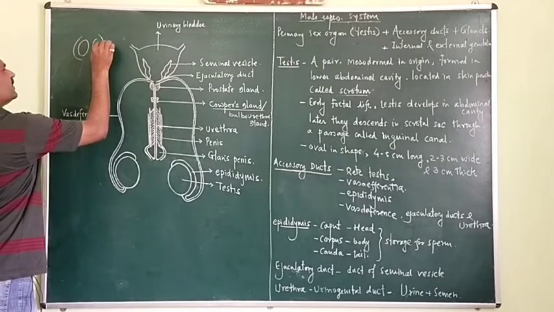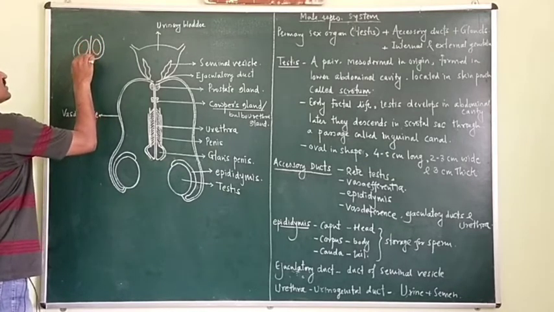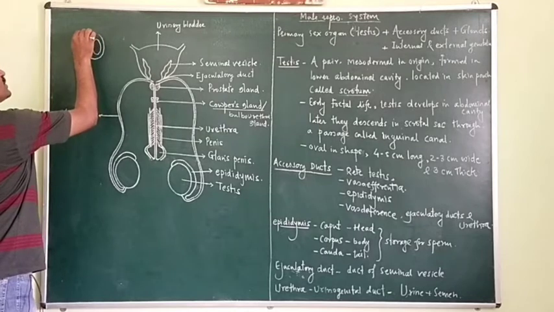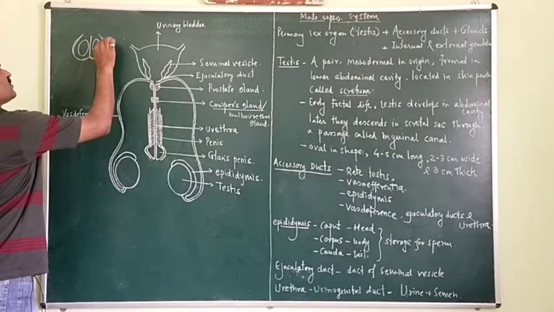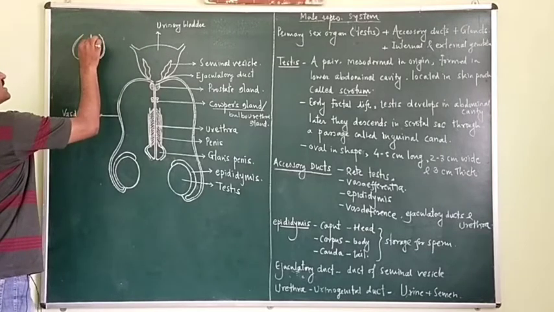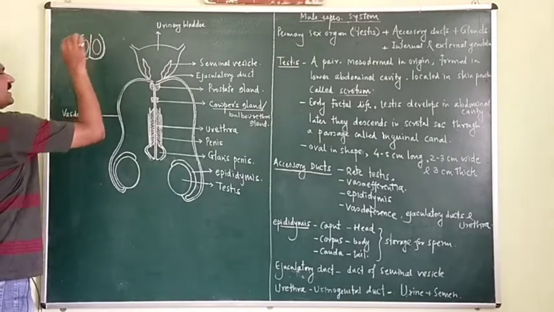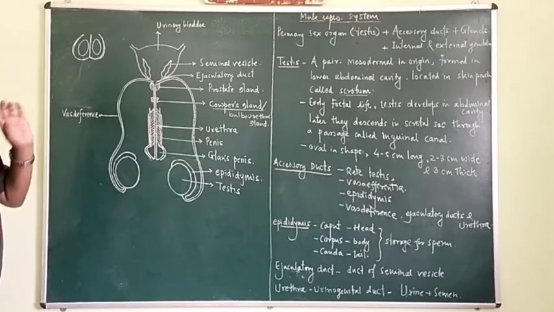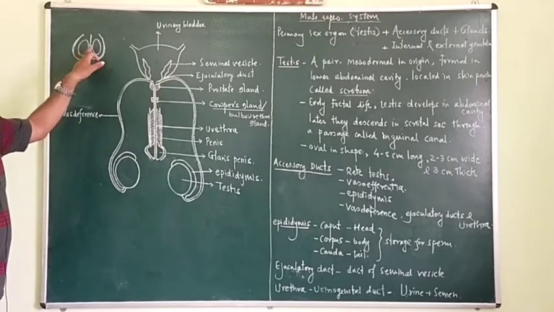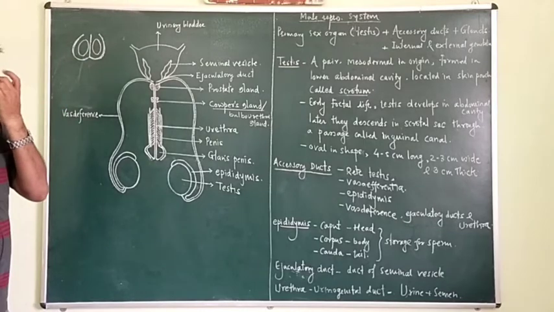There is a partition. Okay, these are both the testes. This skin pouch is called scrotum. This is also called an external genital organ. Penis and scrotum, both the structures are external genitalia. Inside the scrotum there are testes. There are two testes.